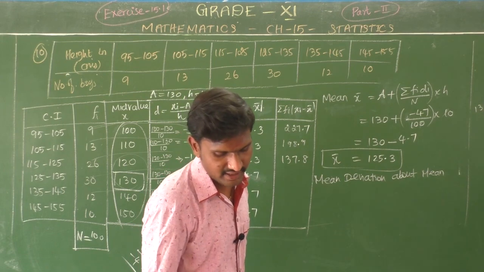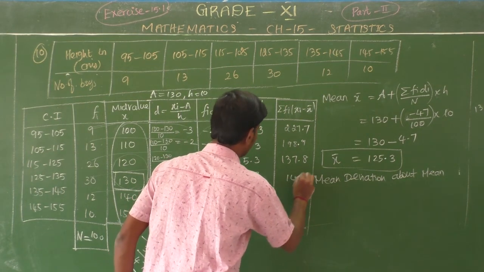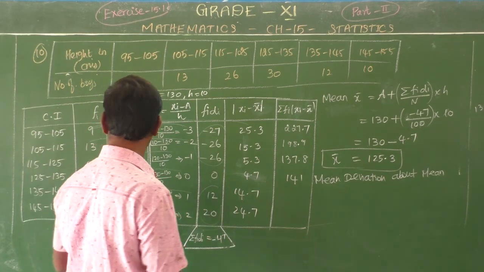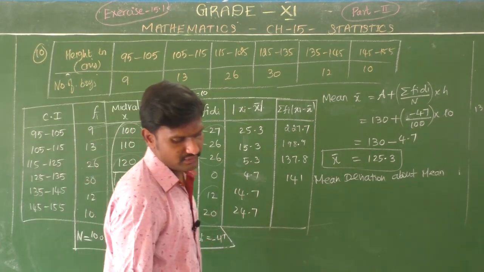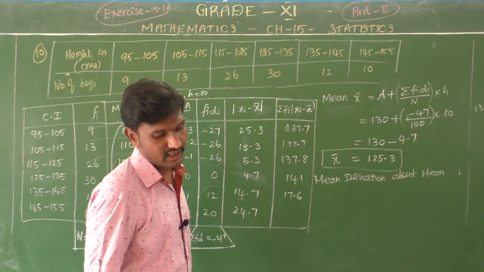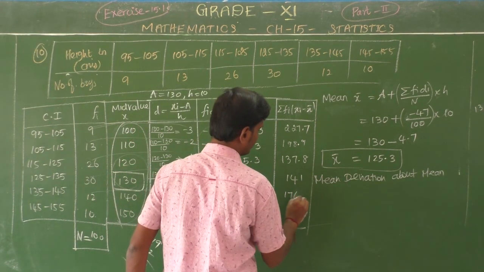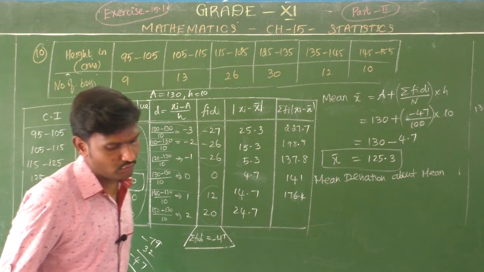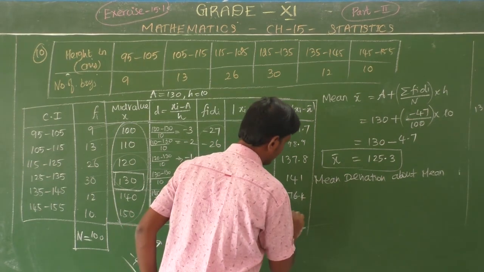137.8. And the next 141.4.7 into 30. Then 12 into 14.7 is 176.6. Sorry, 176.4. Finally, 10 into 24.7 is 247.